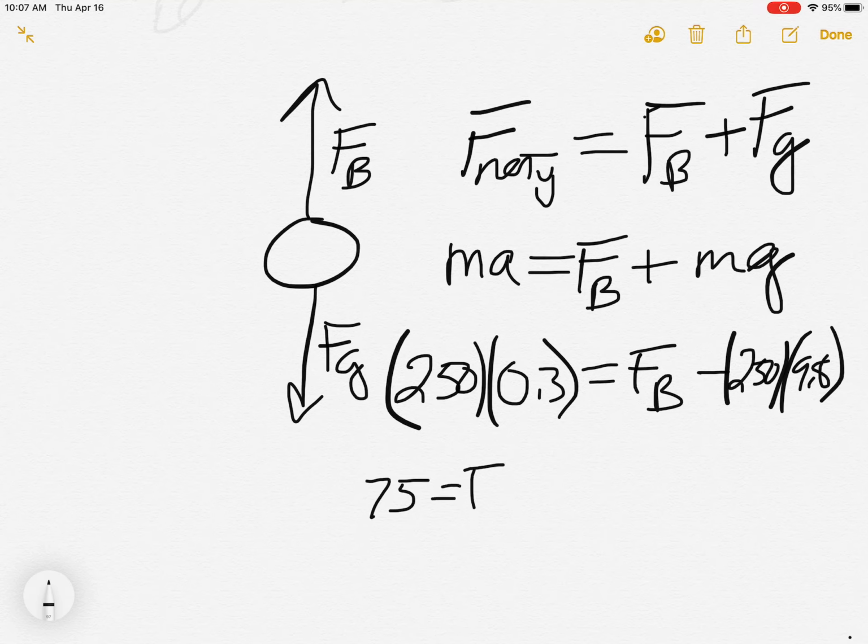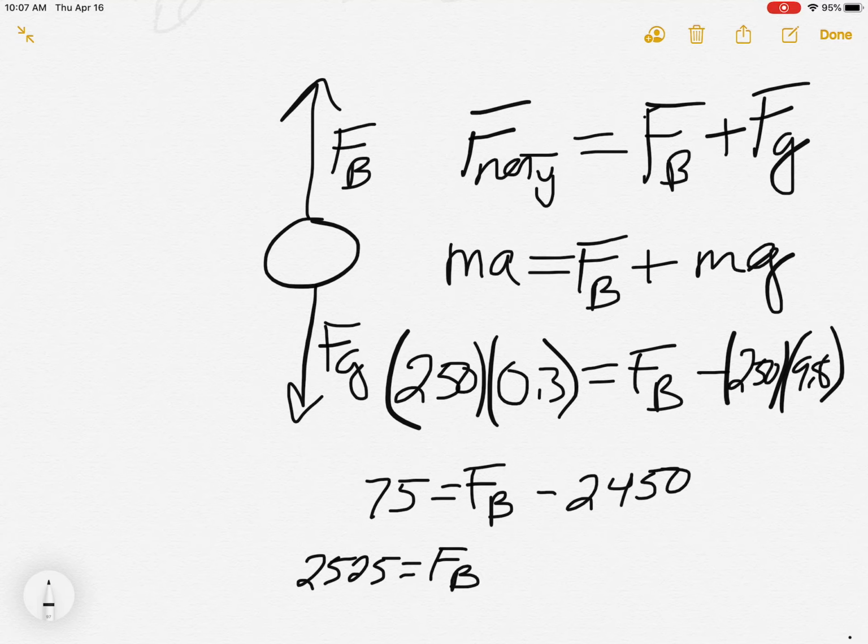If you take 0.3 times 250, that should be about 75. And then 250 times 9.8 should be about 2450. So you put those together on the other side, you end up adding them, and you get 2525 as the force of the balloon. So let's say we figured that out. I'm hoping that's the right answer for that one.